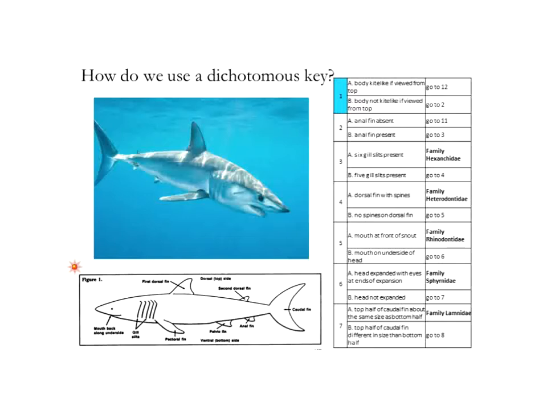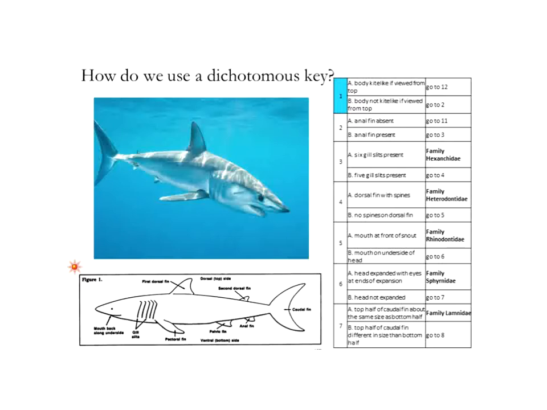So I've supplied you guys with that figure below the image of the shark, and that's going to help point out what these different terms mean. In the blue box is going to show us what step we're on. That'll take us through. So we're always going to start at step number 1, and we have to choose here between choices A or B. Step 1 is talking about the body shape, and A is asking us whether the body is kite-like if viewed from the top, and B is saying it's not kite-like.